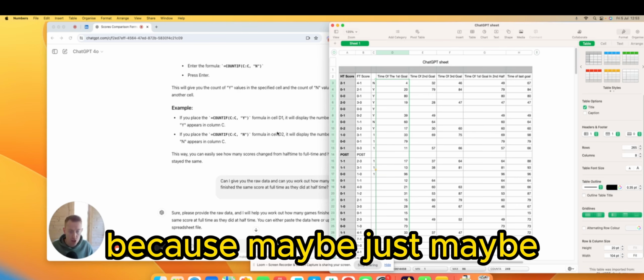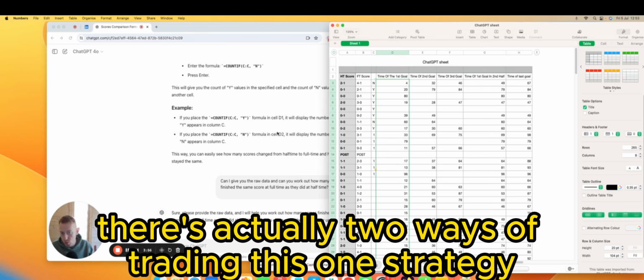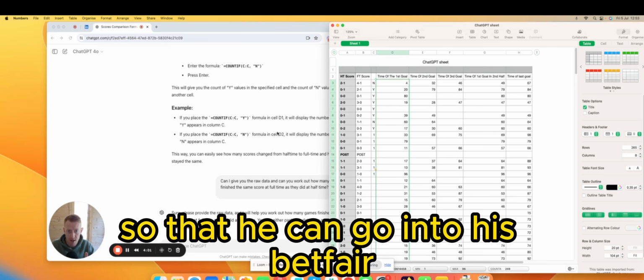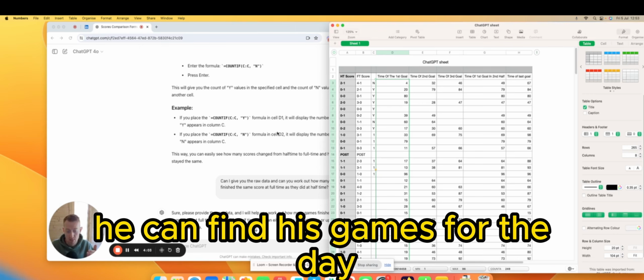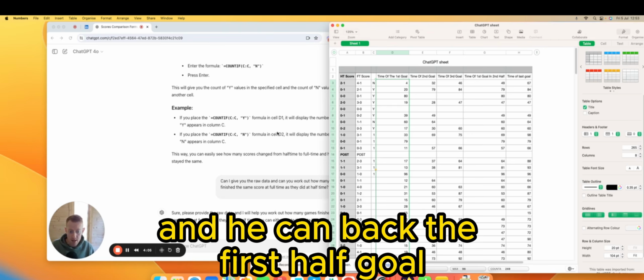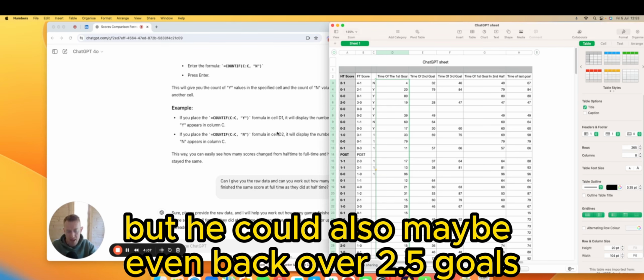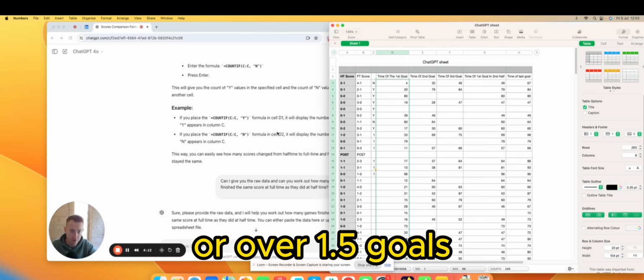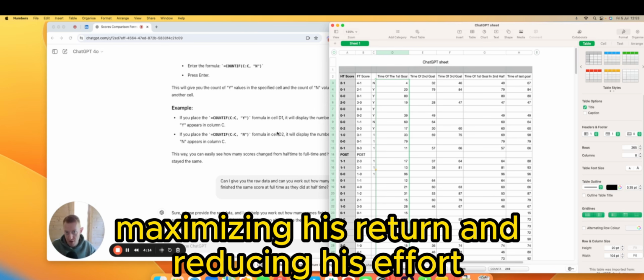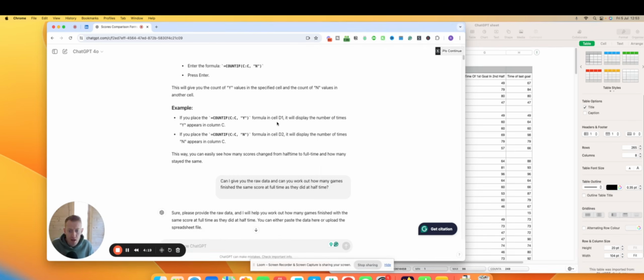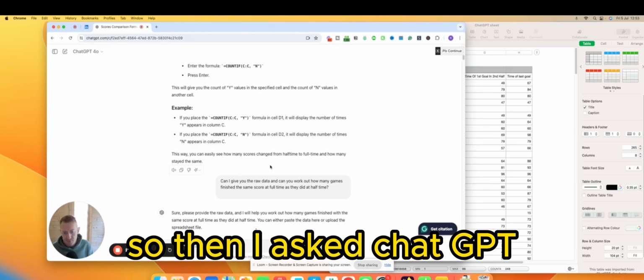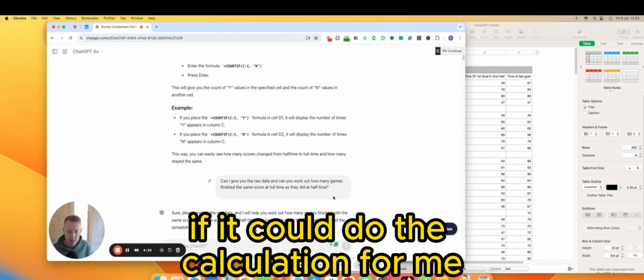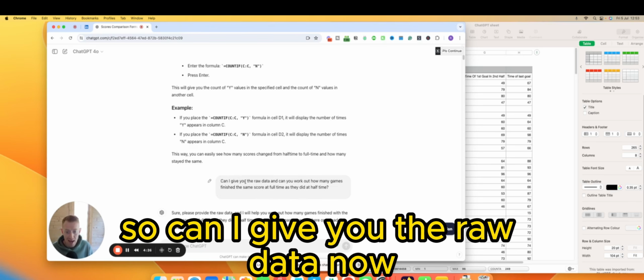Because maybe, just maybe, there's actually 2 ways of trading this one strategy, so that he can go into his Betfair Trading Community account, find his games for the day, and back the first half goal, but he could also maybe even back over 2.5 goals or over 1.5 goals, maximizing his return and reducing his effort, okay? Because you've already got the data there. So then I asked ChatGPT if it could do the calculation for me. So can I give you the raw data?